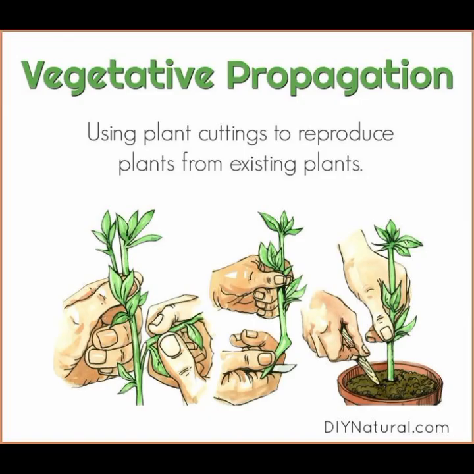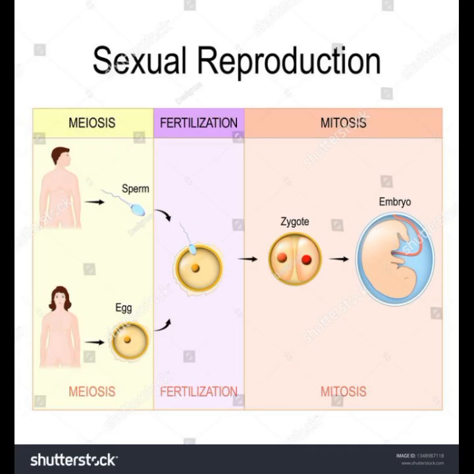The advantages of asexual reproduction include that it is faster and it does not need mates. The disadvantages of asexual reproduction include that there is no genetic variation. Let's look at sexual reproduction better. What is sexual reproduction? This is the fusion of male and female gametes to form a zygote.